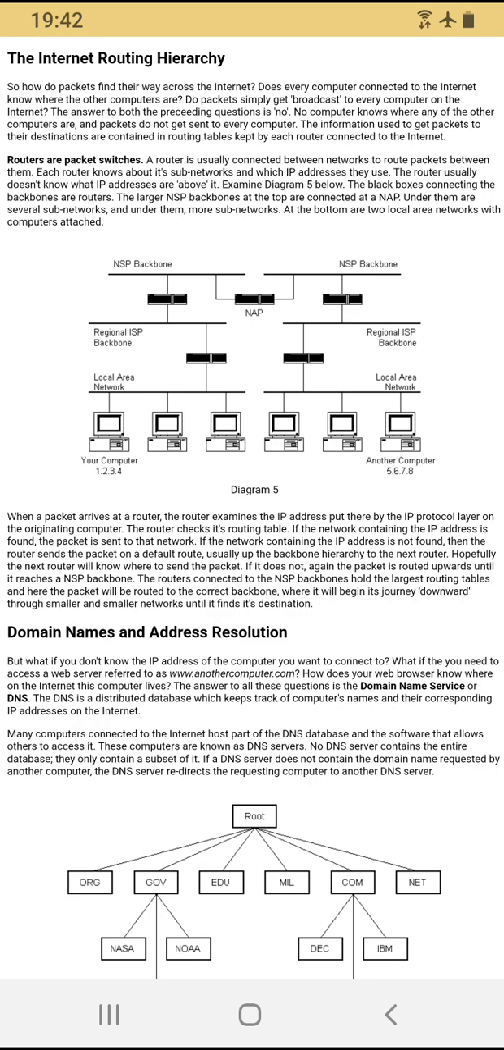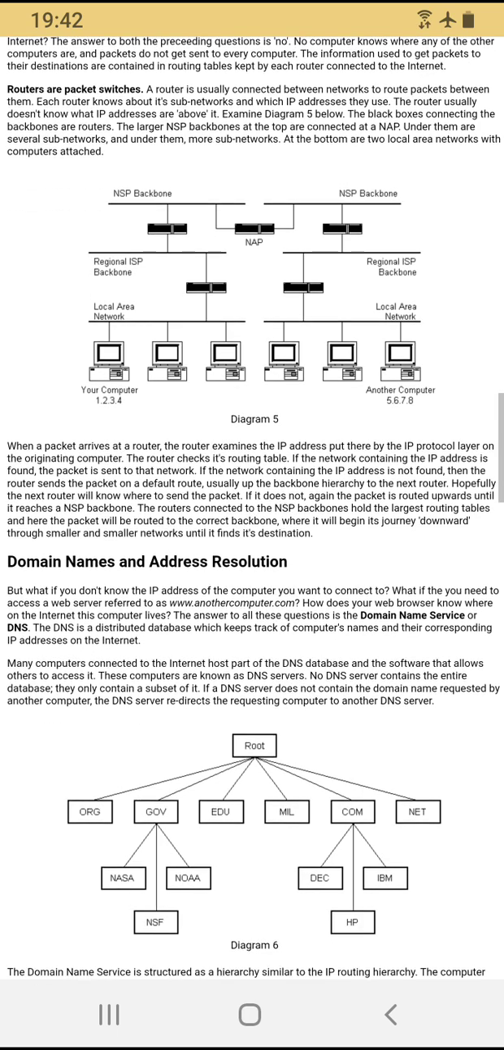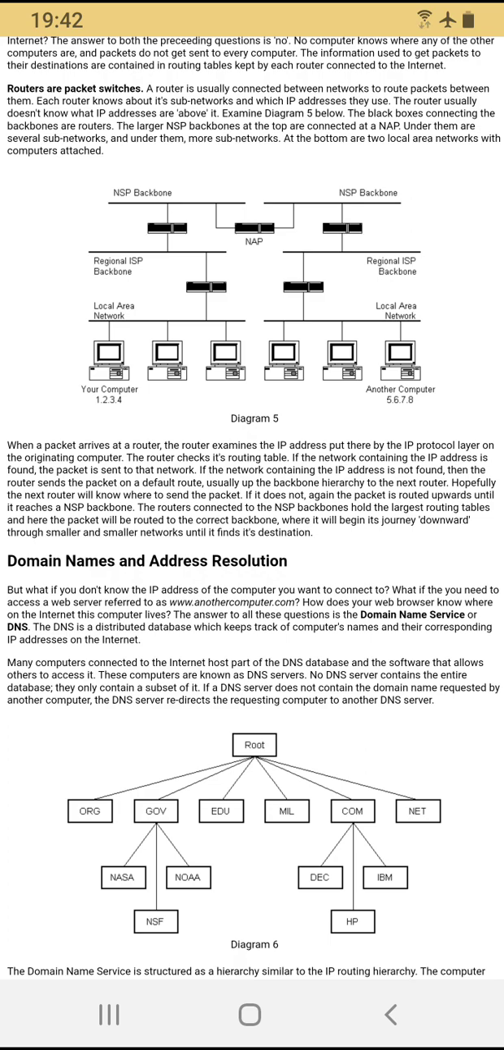Under them are several subnetworks, and under them, more subnetworks. At the bottom are two local area networks with computers attached. Okay, so look at this diagram number 5. There's a lot of diagrams, right? Let's look at these analogies that they give us so we can get a clear idea of what's going on. And remember, it's hierarchy. So we're just basically looking at a protocol, okay? And we're looking at the way things are communicating with one another from top to bottom, from bottom to top, and in a specific order, right?